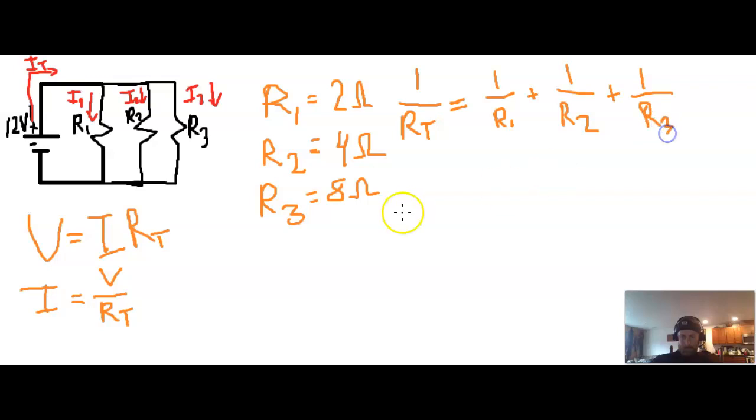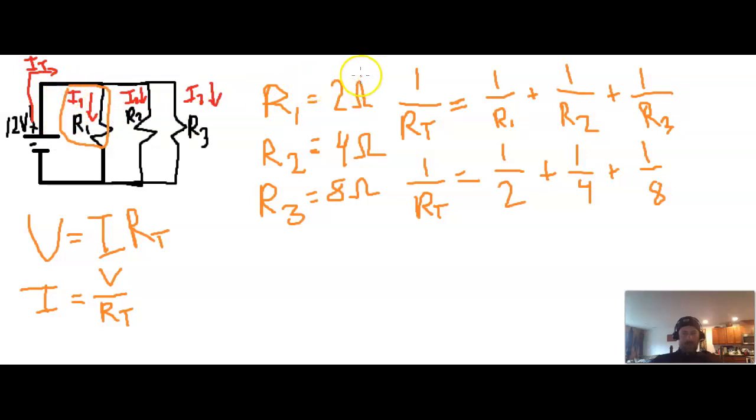So when we go to solve for our R total, we're just going to plug in the values of each of our resistors. So in this case, R1 is 2 ohms, so 1 divided by 2. R2 is 4 ohms, so 1 divided by 4. And R3 is 8 ohms, or 1 divided by 8. Remember, the current is going to take the path of least resistance, so we expect the most current to be going here through R1 because it has the lowest resistance value of 2 ohms. So if we add these up, we're going to find a common denominator. We can do that real quickly.